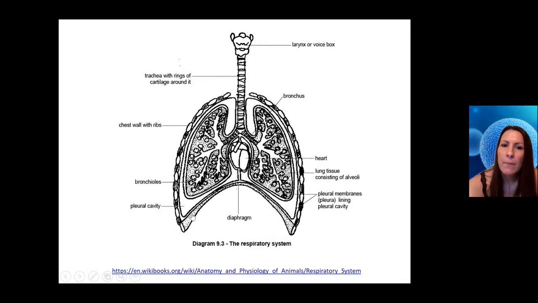We also have this big sheet of muscle which separates the abdominal cavity from the thorax. It's called the diaphragm. It's a sort of dome-shaped sheet of muscle, and this contracts and relaxes in response to inhalation and exhalation.